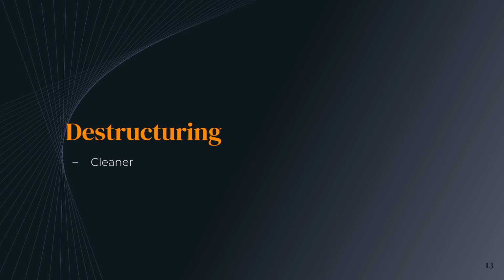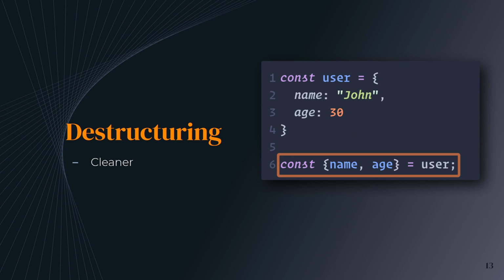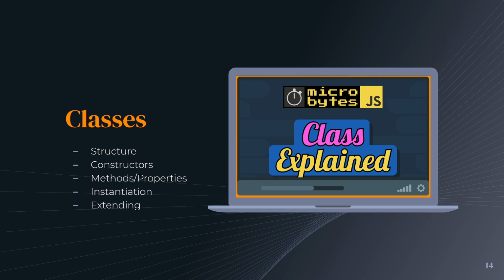Understanding destructuring is important. Destructuring is a way of unpacking values from objects and arrays. In this example, we can assign the variables name and age to the user data individually, but there is a much cleaner way to do this by using destructuring. You'll see this a lot, especially in React. Next is classes. A lot of programming languages use classes, so this is not a unique concept. You'll need to understand how classes are structured, how they use constructors, methods and properties, instantiation, and extending classes.